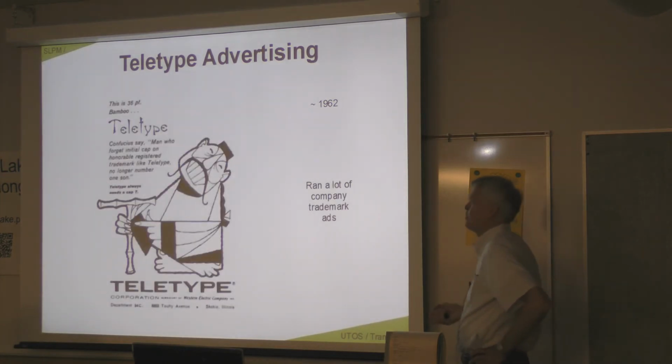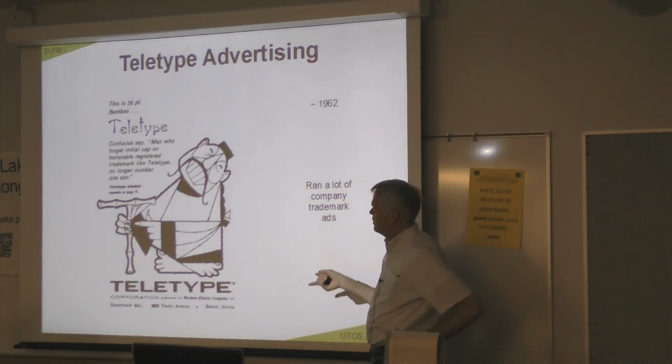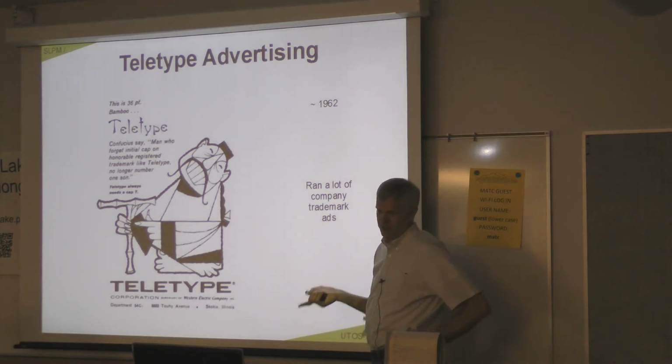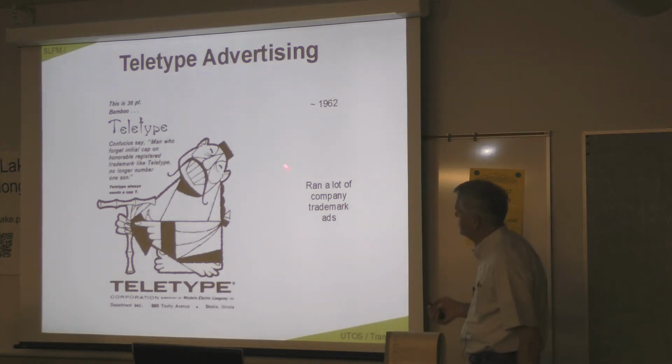Another thing they did a lot of advertising of was trying to convince people that teletype was always referred to with a capital T. And I thought my kids would get a kick out of this one. This is almost like Charlie Chan: man who forget initial cap on honorable registered trademark like Teletype, no longer number one son.